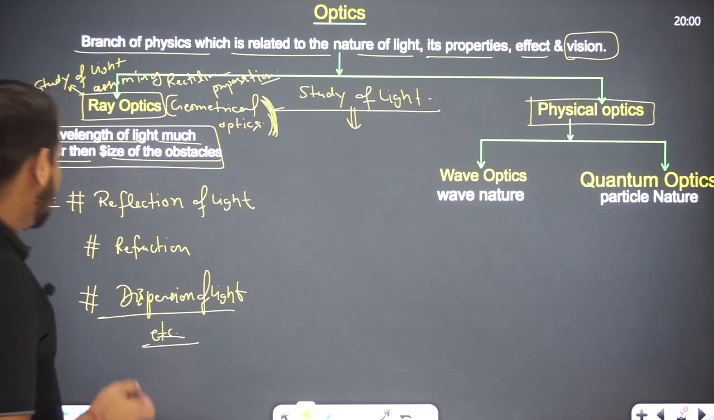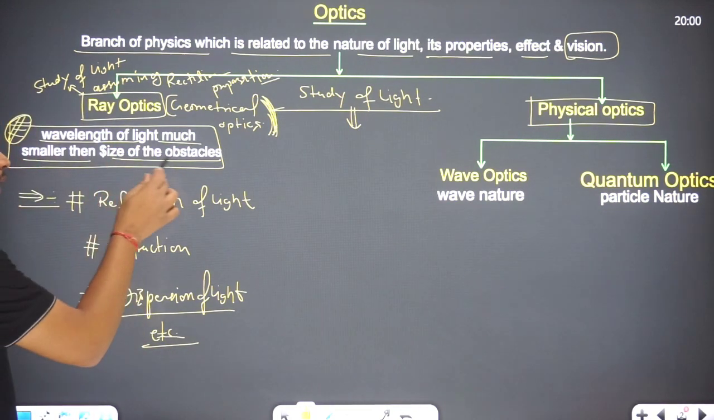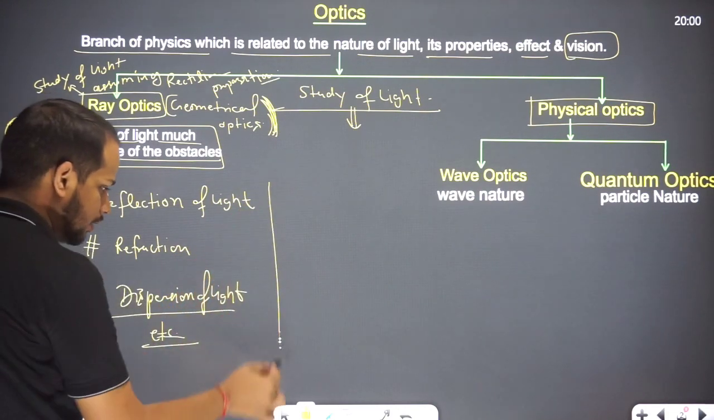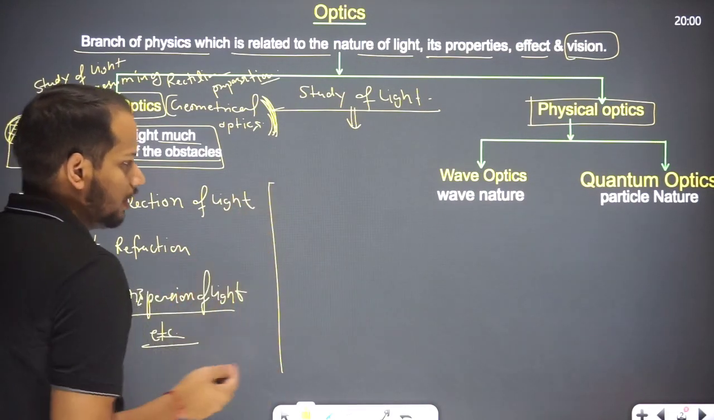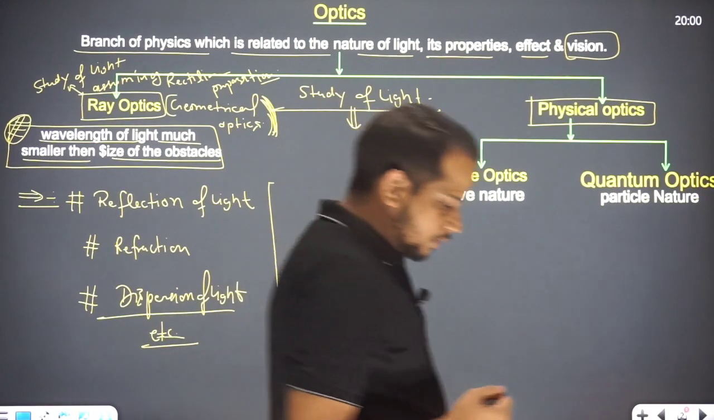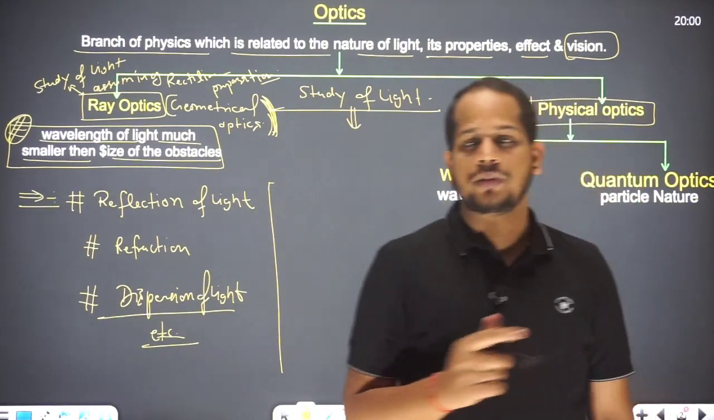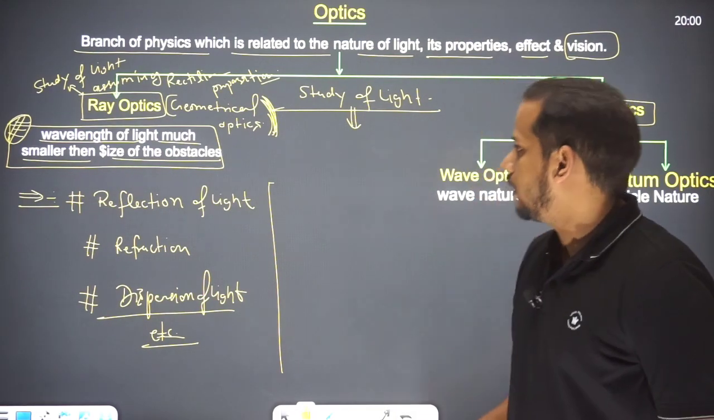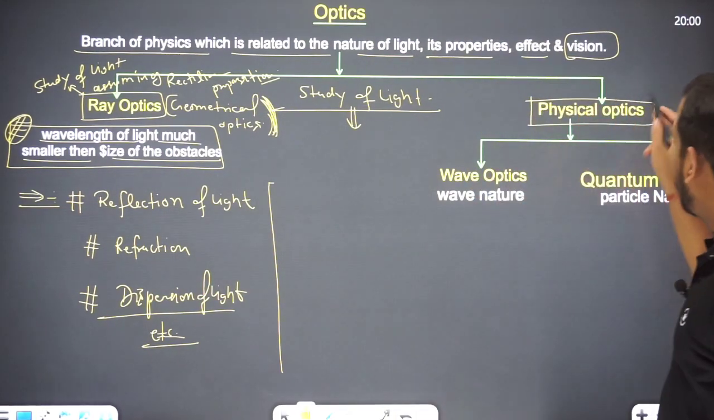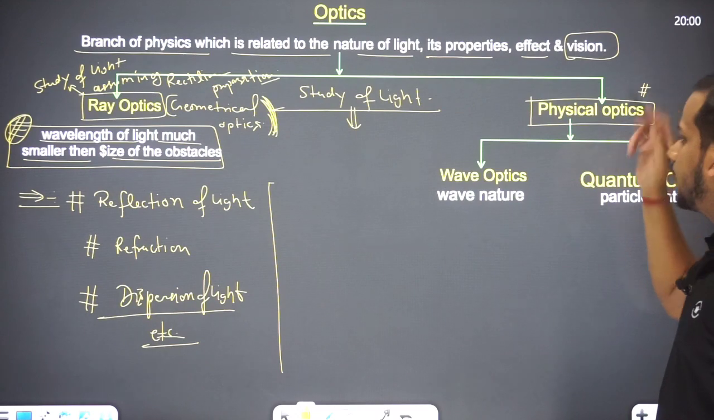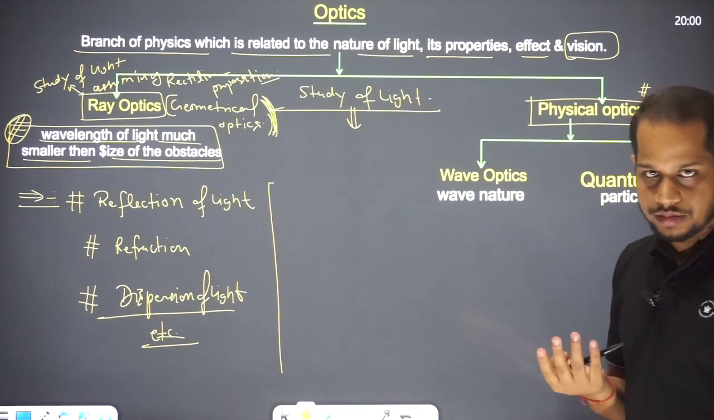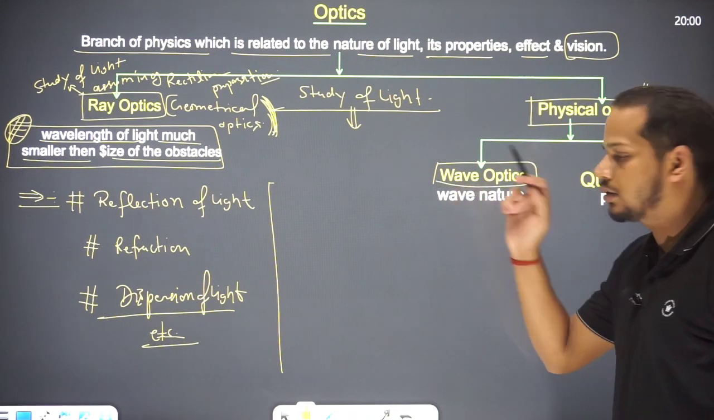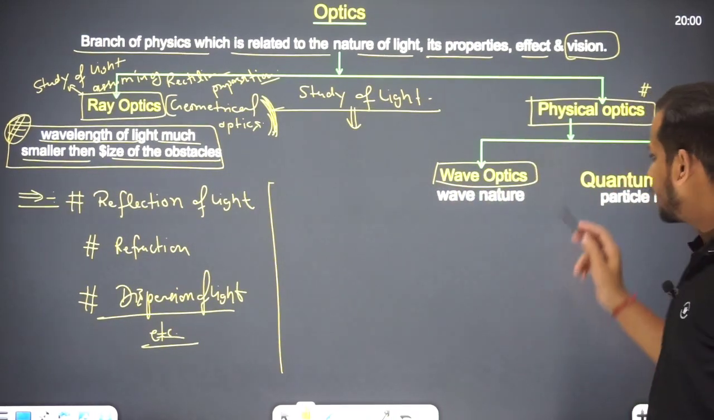So if we are dealing with ray optics and the size of the obstacle is very large compared to the wavelength, then it's ray optics, the branch of physics in which we study light assuming rectilinear propagation, right? Now let's come to the next. The next is called physical optics, right? In physical optics we will divide into two parts. The first part is wave optics. And what is the next part?